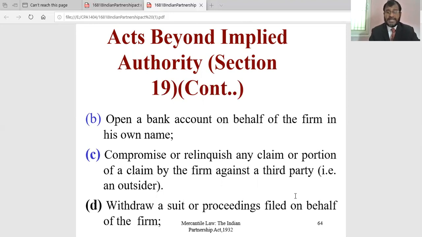Withdraw a suit or proceeding filed on behalf of the firm. If there is any case pending in a court and I am withdrawing it without consulting the others, that is not allowed. That is beyond the authority as mentioned in section 19 of the Indian Partnership Act 1932.